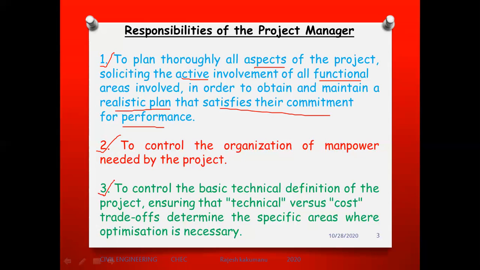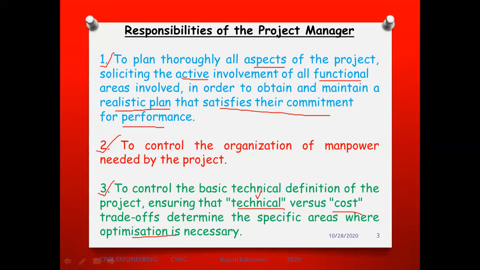Next, the third point is to control the basic technical definition of the project, ensuring that technical versus cost trade-offs determine the specific areas where optimization is necessary. In a project, whenever you are doing any work, whether a physical work or paper work, you have to look for optimization. Wherever the cost is required, you have to put the cost. Wherever the cost is more, you have to reduce it, depending upon the technicalities.